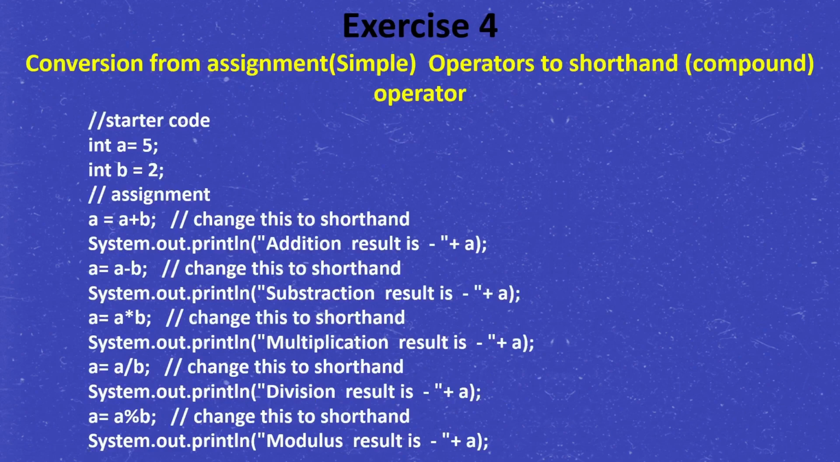The exercise 4 is conversion from assignment, which is simple operator, to shorthand or compound operator. So you have starter code int a equal to 5, int b equal to 2. Now you have to convert this assignment operator, which is we are using a equal to a plus b, right? So this can be converted to a shorthand, which will be what? a plus equal to b, the answer, right? So you have to convert all of it, where I have written change this to shorthand, all of this expression to shorthand, and then print the value of a. So do all this for exercises, paste your answer in the comment, for sure I'll be checking.